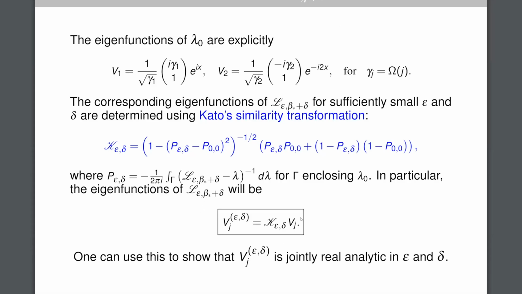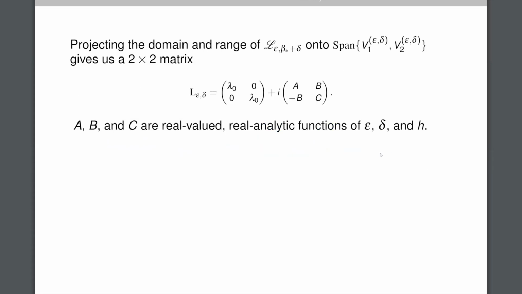And so that would be given by this formula right here. And now, moving on to the next step, step 5, you're going to take these eigenfunctions and use them to project onto the domain and range of this operator with the non-zero epsilon and the non-zero delta. When you do this projection step, you're no longer left with an infinite dimensional spectral problem, but with a 2 by 2 matrix eigenvalue problem.